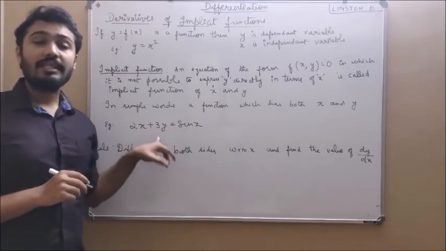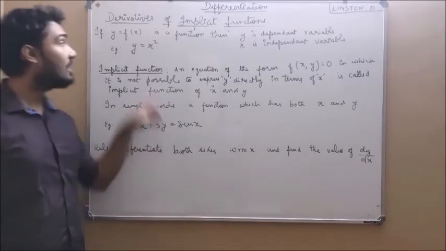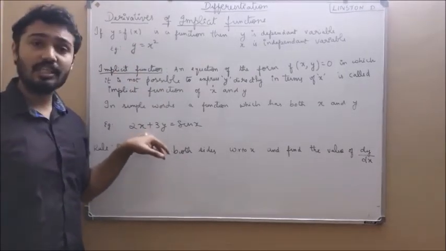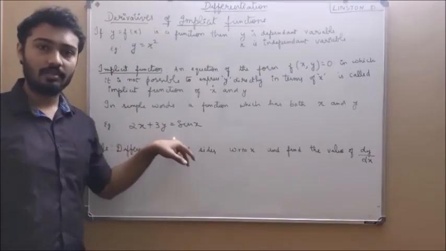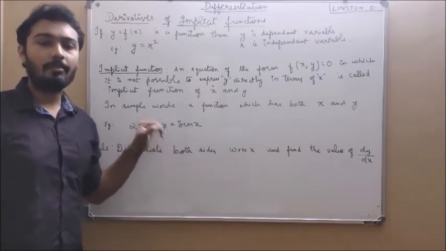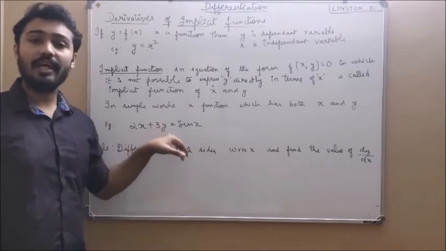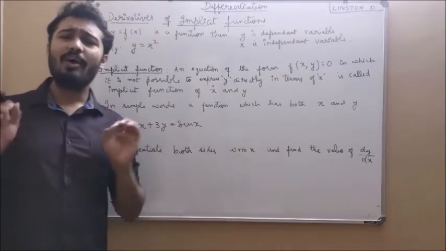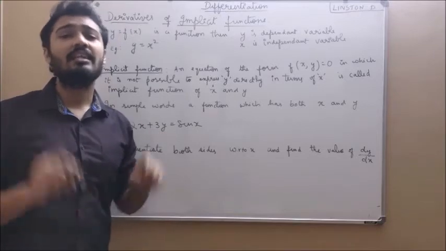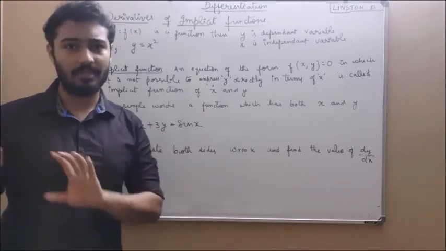Here, in this equation, there is both x and y. Therefore, this is the implicit function. Here, we are expressing x and y both in the equation. So, I hope you understood what is the implicit function: a function in which the equation contains both x and y.